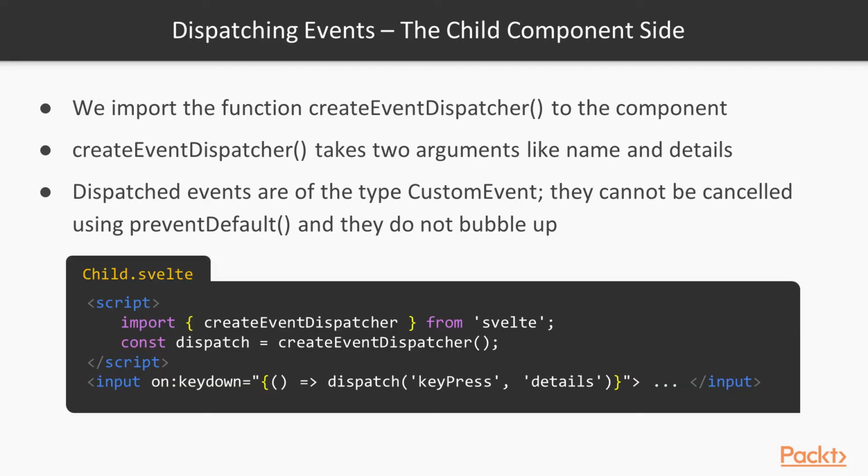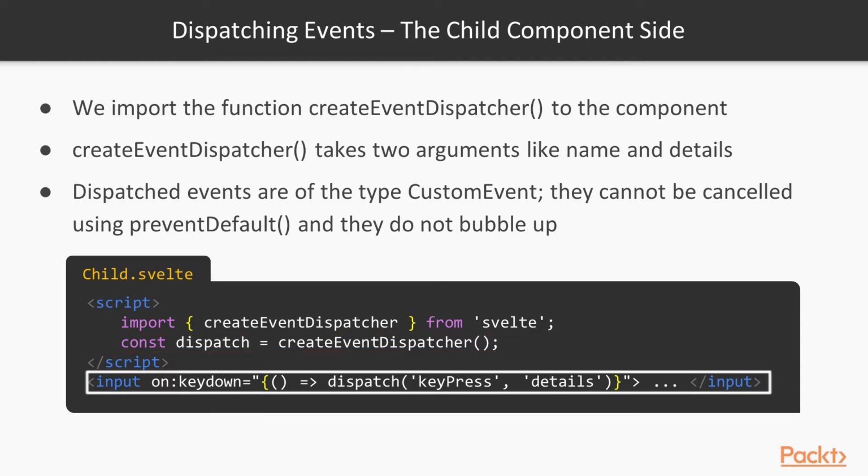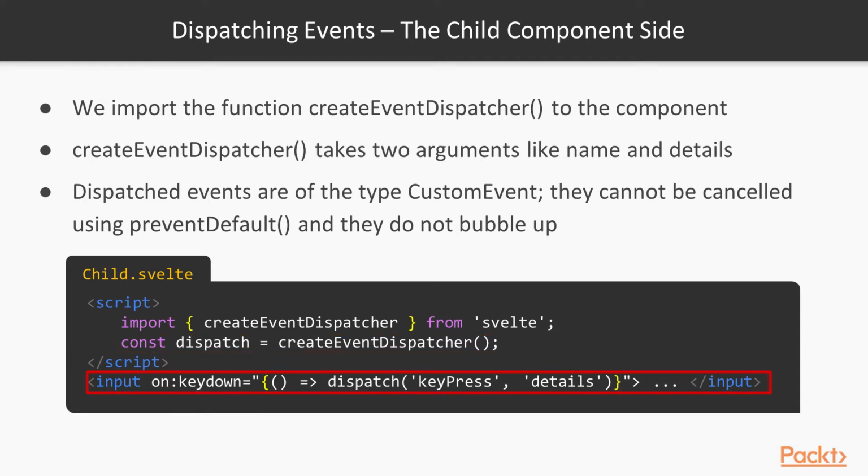If we take the example of a child component in this slide, we import the function createEventDispatcher, we assign it to the constant dispatch, and when a keydown event takes place on an input, we dispatch the event keyPress with the details of the event.key property.